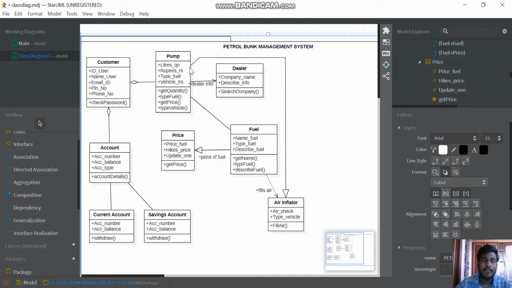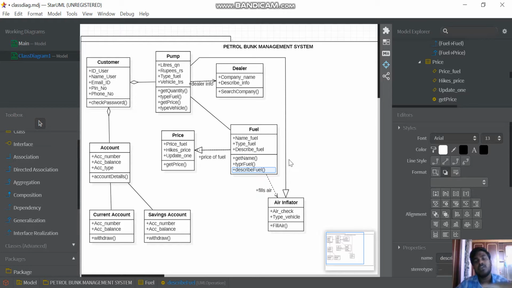In the pump, he checks liters, rupees, fuel, and vehicle type. Those are the four attributes I have given in the pump, and the pump is also associated with Fuel, with the name of the fuel, type of the fuel, and describe fuel. The fuel can be of any type: kerosene, oil, petrol, diesel, anything. So the user first selects the fuel, that is, gets the type of the fuel, and the description is also given in the fuel with additional details.